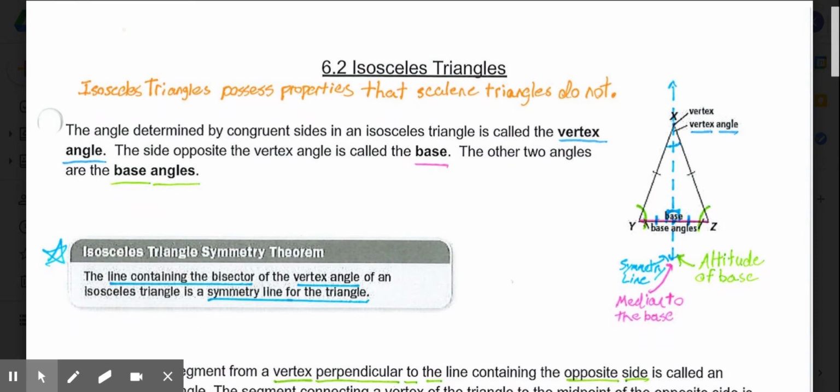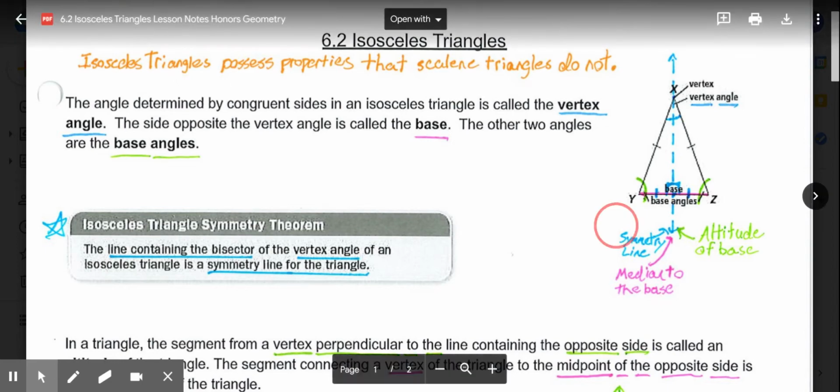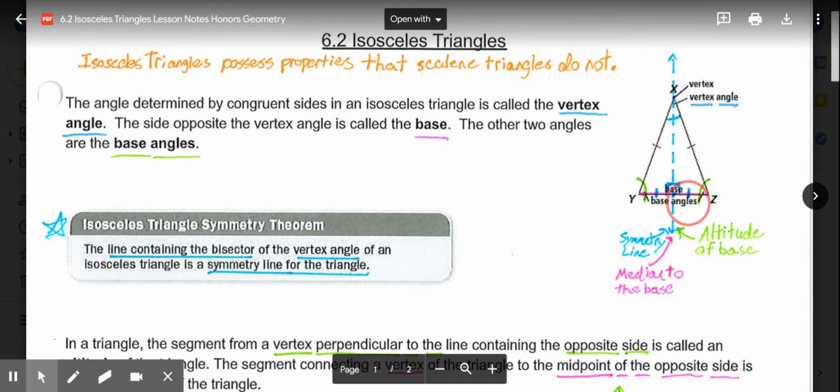So let's look at this first piece of our notes. It says the angle determined by congruent sides in the isosceles triangle is called the vertex angle. So if two sides are congruent, the vertex angle is the angle created where those two sides meet. The side opposite the vertex angle is known as the base. So if we're dealing with an isosceles triangle, the base is opposite the vertex angle. And then the base angles are the two angles that help make the base.